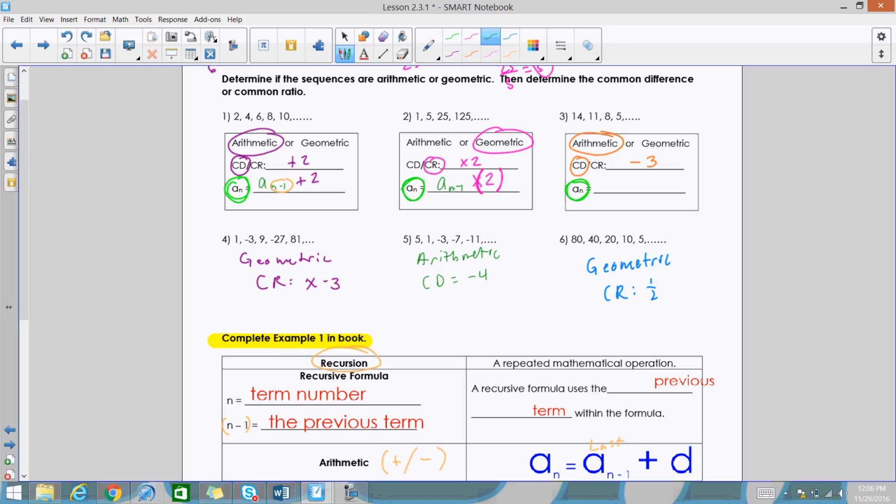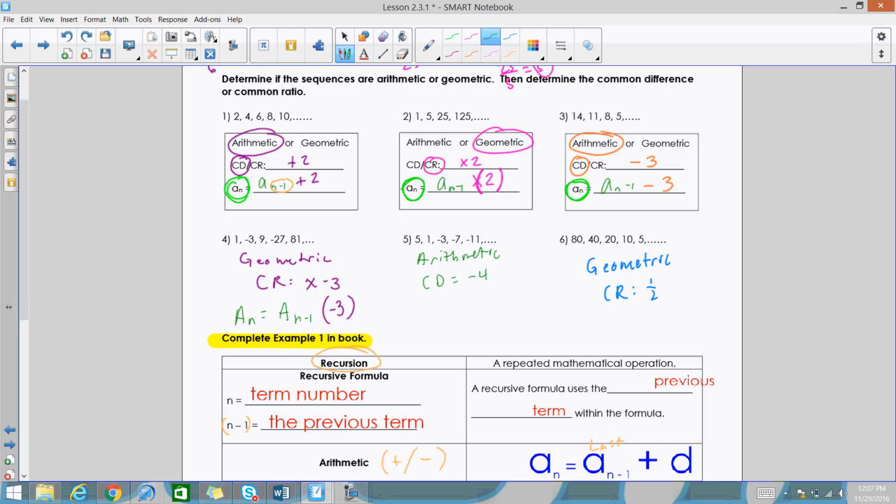Number 3, it's a sub n minus 1, and then because it's a common difference, you're just going to put minus 3. You guys catching on to what's happening here? For all of these, you go a sub n equals a sub n minus 1, and notice I did a capital A, it doesn't matter. Then we said it was times 3, so I'm just going to go times a negative 3.